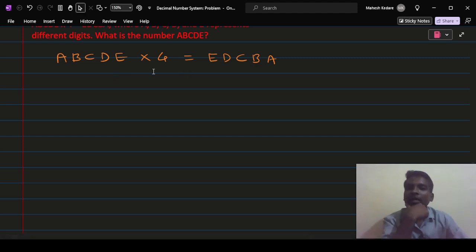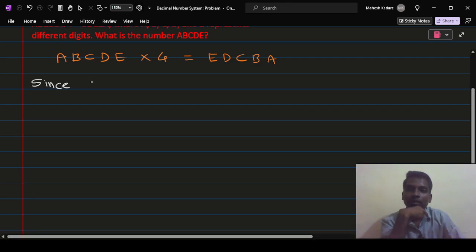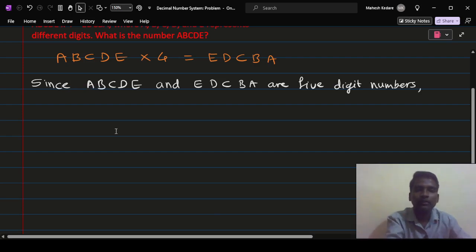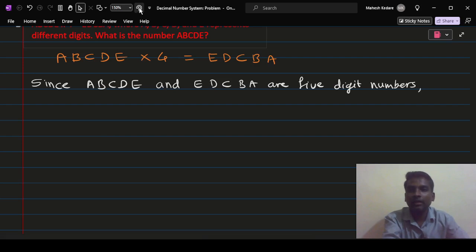We note that on multiplying by 4, we again get a 5-digit number. This means that A cannot be greater than 2. Also, since A, B, C, D, E and E, D, C, B, A are 5-digit numbers, A and E cannot be 0.